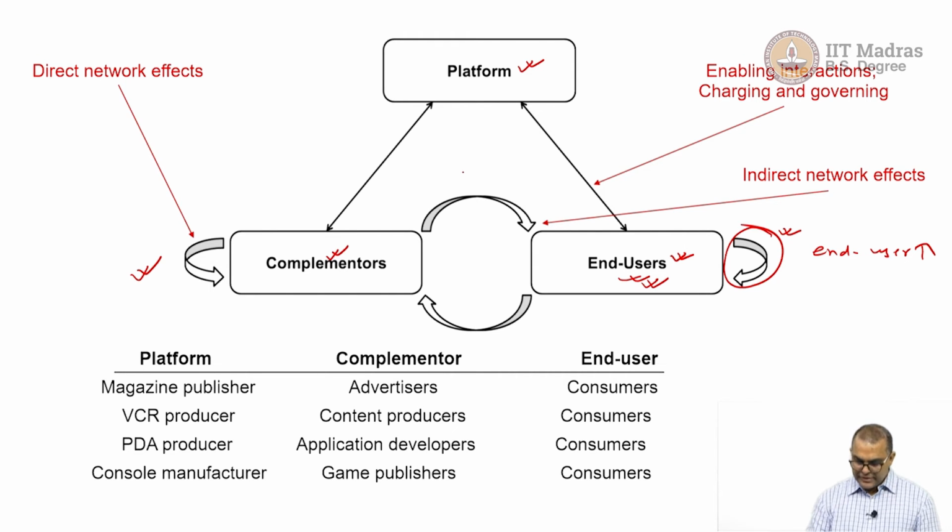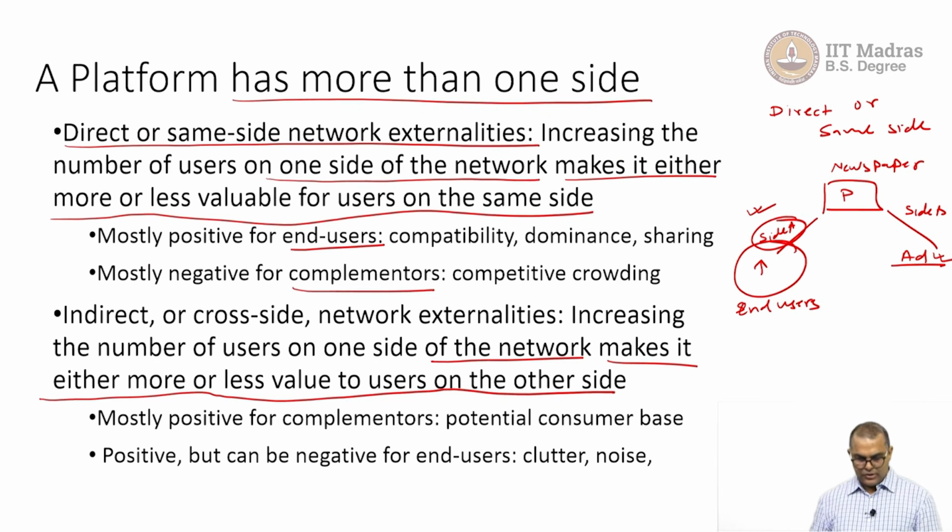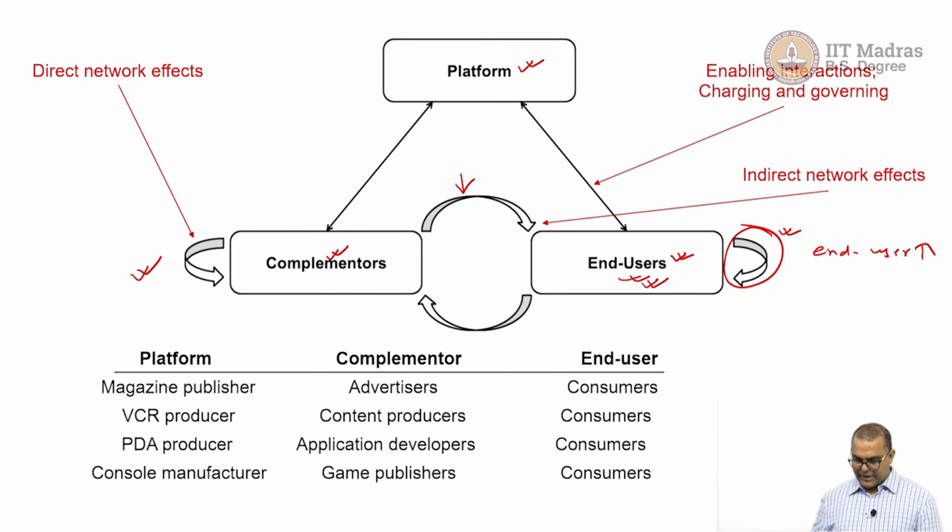Now, this indicates indirect network effect, or cross-side network effect. Here the complementer is generating a cross-side or indirect network effect for the end user, or here the end users are generating a cross-side or indirect network effect for the complementer. So we can look at some examples and see which are complementers and which are end users.